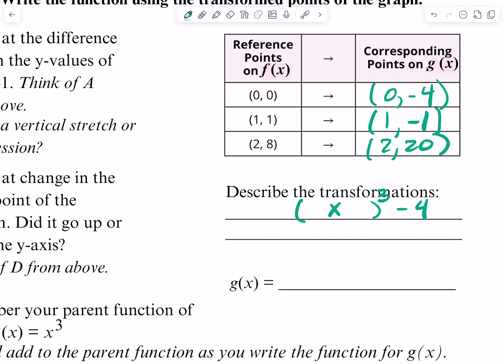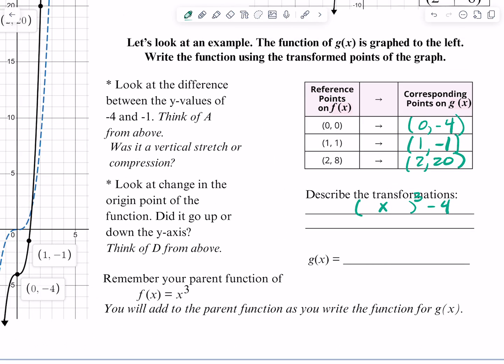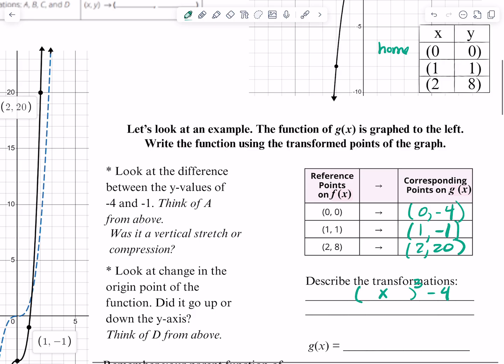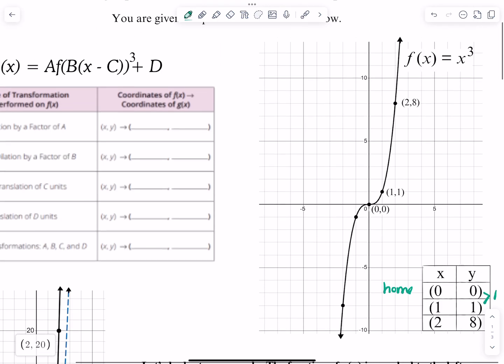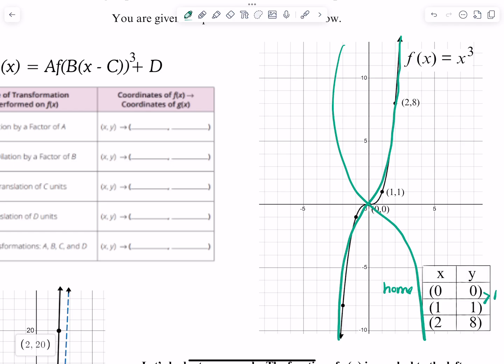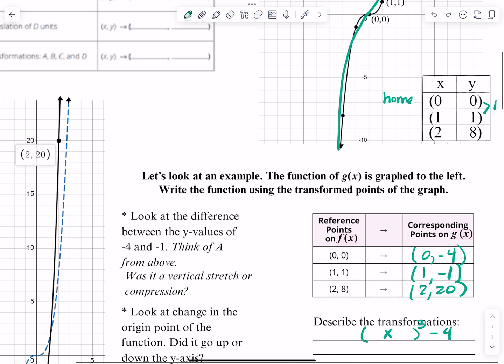Boom, we're almost done. Now I just need to determine if there is a vertical stretch or a compression. The way you can tell is you're going to look at the difference from here to here. You only need the difference from there to there. So I'm going back to the parent. What's the difference from here to here? 1. This is positive because it goes this way. If it was negative, it would have gone that way. So that's why the equation for this one is x cubed with the 1 in the front.